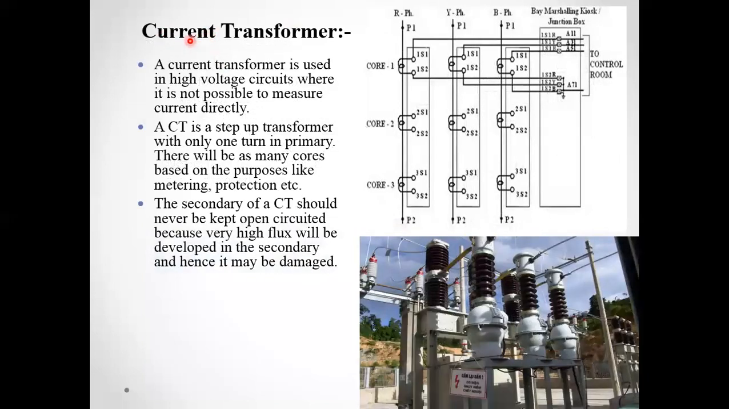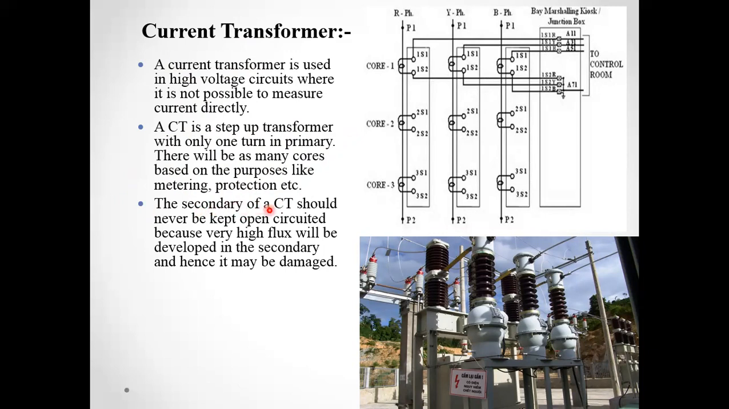Then the next one is the current transformer. The current transformer is used in high voltage circuits, where the current is not possible to measure directly. We can't measure the current directly, so that's why we use this current transformer. We can call it CT. It is a step up transformer with only one turn in the primary coil. There will be as many cores as needed for purposes like metering, protection, etc. So mainly this is also used for metering and protection.